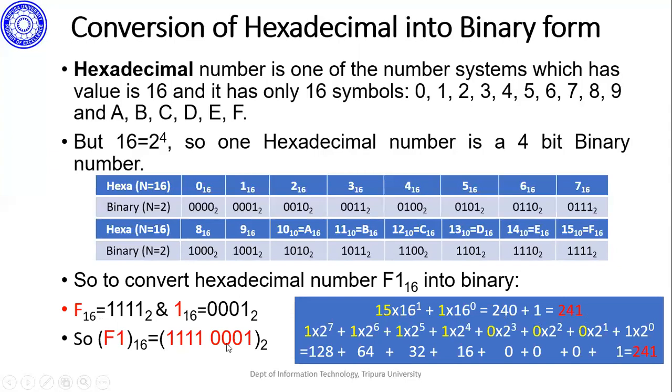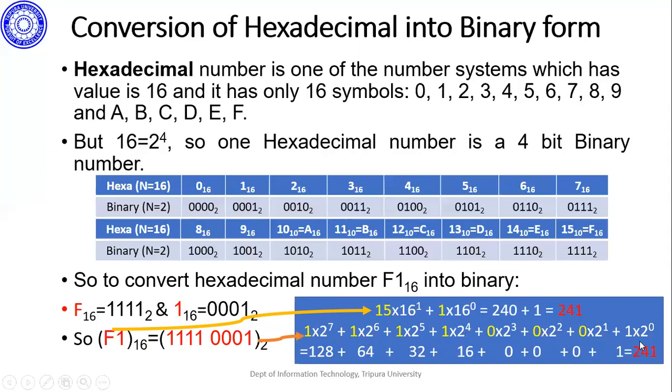And if you take this binary number, 1111 0001, so here what we have, 2 to the power 0, 1, 2, 3, 4, 5, 6, 7, and 7 is 128, 6 is 64, 5 is 32, 4 is 16, 8 but multiplied by 0 so 0, 4 multiplied by 0 is 0, 2 multiplied by 0 is 0, and 1 as it is, equal to 241.